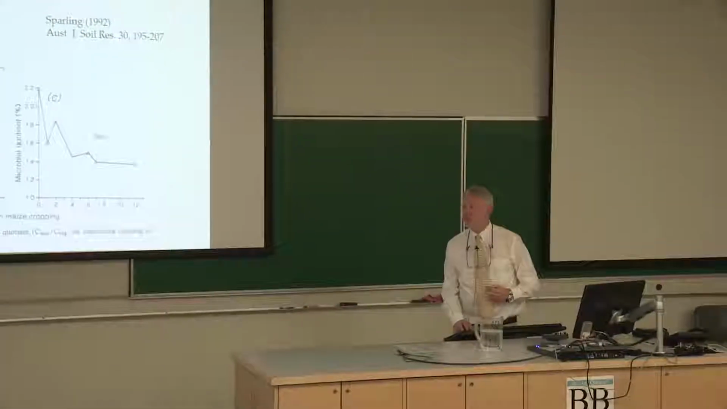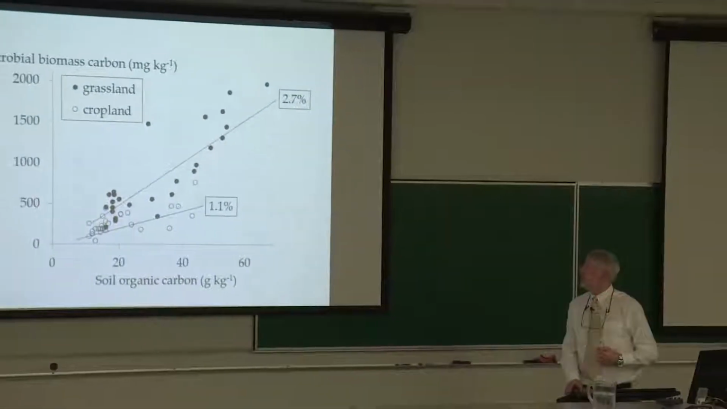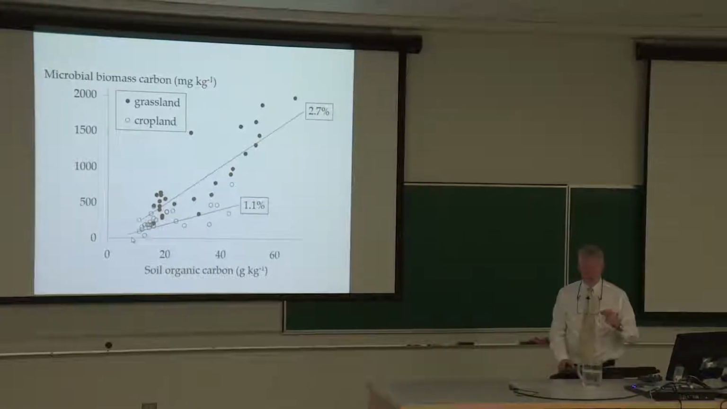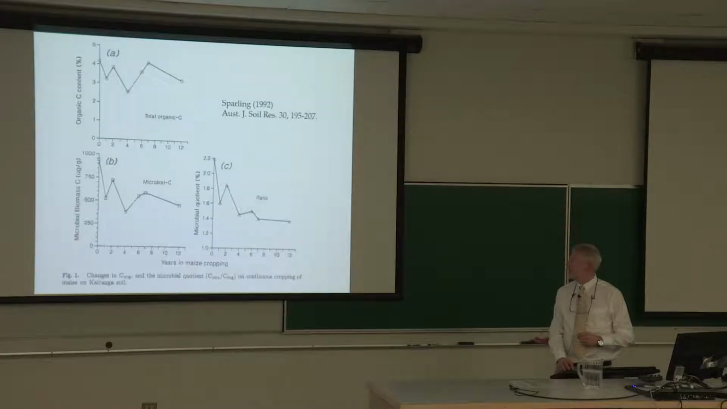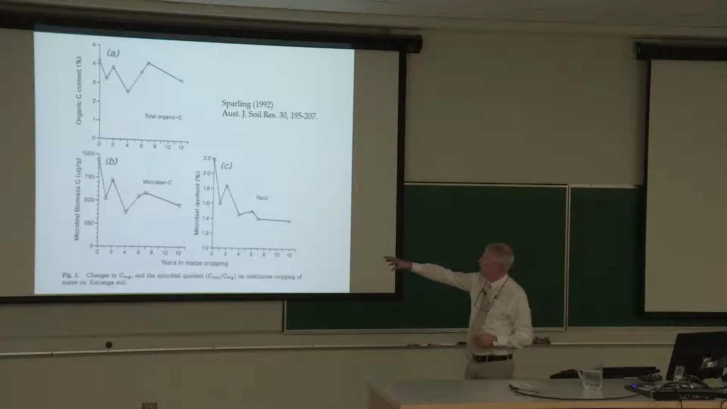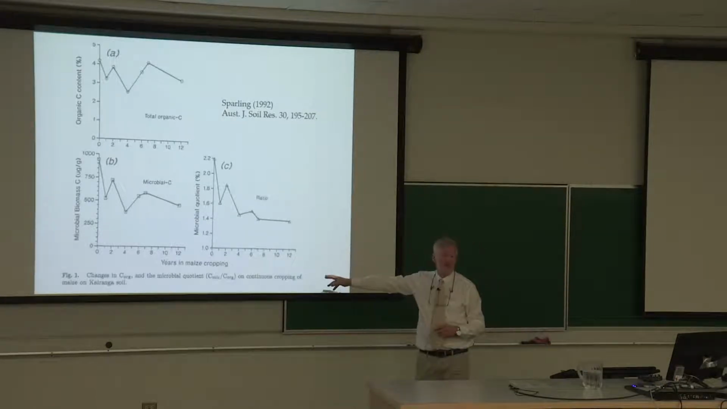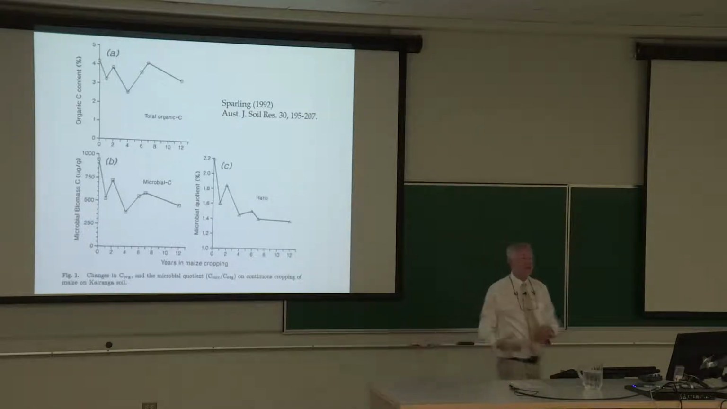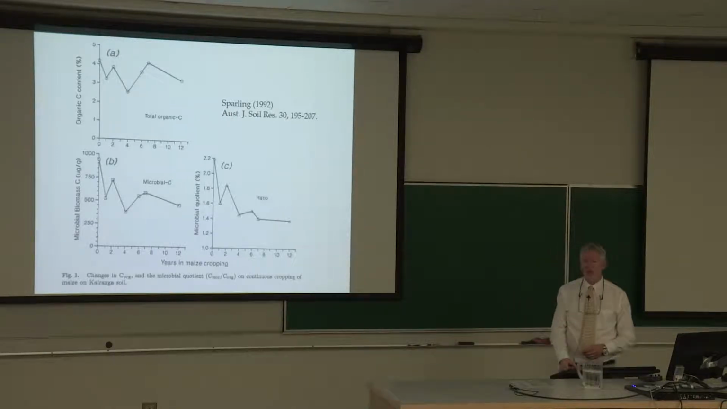If I just slip back and give you the percent, 2.7% is the slope of the line, and 1.1% is the slope of the line there. So those are basically the slope, the one divided by the other. He called it the quotient. So here's his total organic carbon, here's his microbial carbon. And he came down from 2.2% down to 1.4% in 4 years. That's a time frame for that transition from pasture to maize by that reckoning, 4 years.